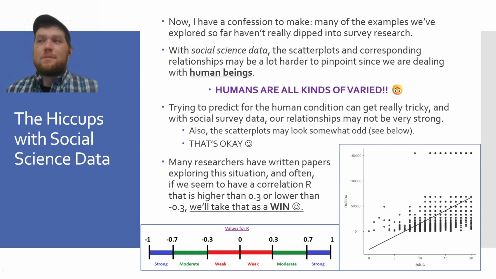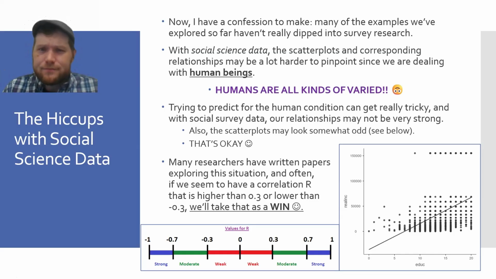Many researchers have written papers exploring the situation. Often, if we seem to have a correlation of r that's higher than 0.3 or lower than negative 0.3, so like I said, that moderate or strong situation, we'll take it as a win. We'll say it's good enough that there is some sort of relationship going on, and we won't overthink it. There are also cases where even less could be considered acceptable in some capacity.